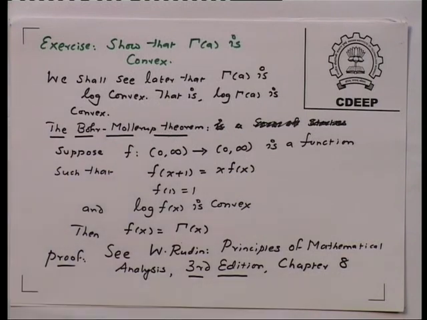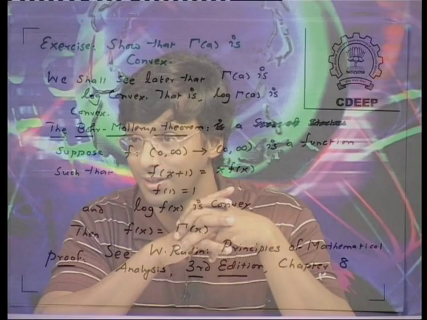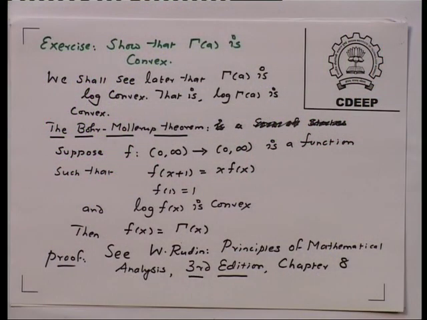Right, exercise: show that gamma A is convex. This is easy. Convexity of the gamma function is easy because you can differentiate under the integral sign. We have discussed the conditions under which it can be done. Differentiate under the integral sign twice and you can check that gamma A is convex. It requires more work to check that gamma A is log convex, because log convexity is much more than convexity. But we shall see that later. We will prove later that the gamma function is log convex. So, one more example of a log convex function for you is the gamma function.